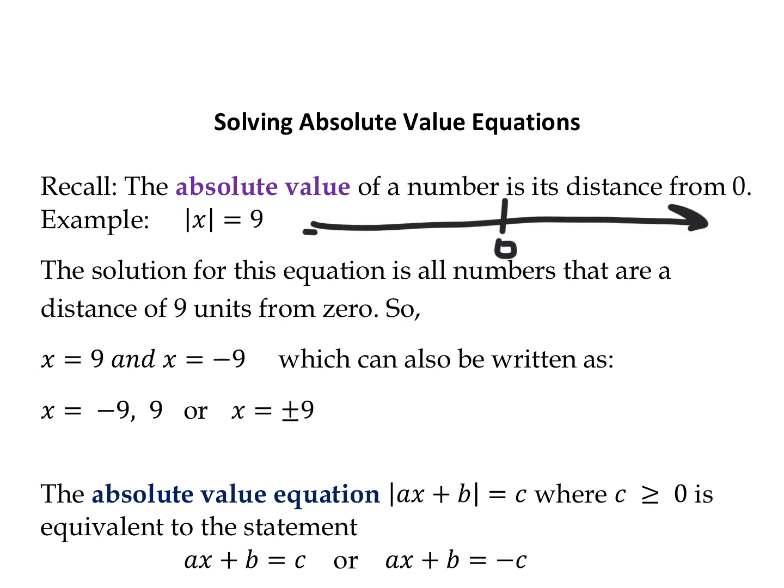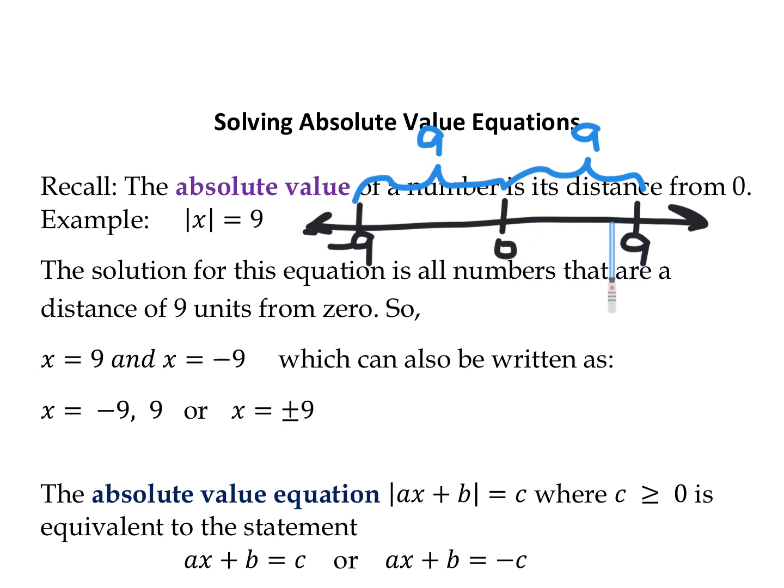If this is 0 and this is 9 on our number line, and on this side this is negative 9, both these numbers are a distance of 9 away from 0. The distance from negative 9 to 0 is 9 units. The distance from 0 to 9 is 9 units. Right? Distance is always positive. It doesn't matter if I measure from 0 to 9 or 9 to 0. The distance is 9 units.